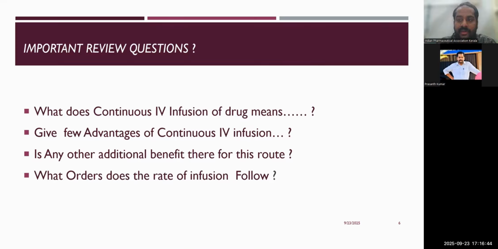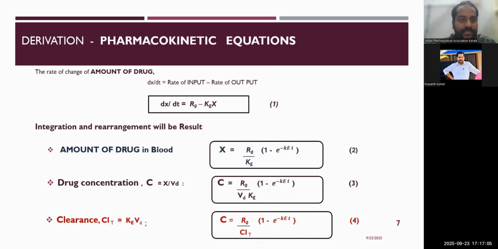And the important factor regarding the IV infusion is: what is the order of rate of infusion in continuous IV? It is a zero order. That is, it is at a predetermined rate. That is why it is called a constant infusion.